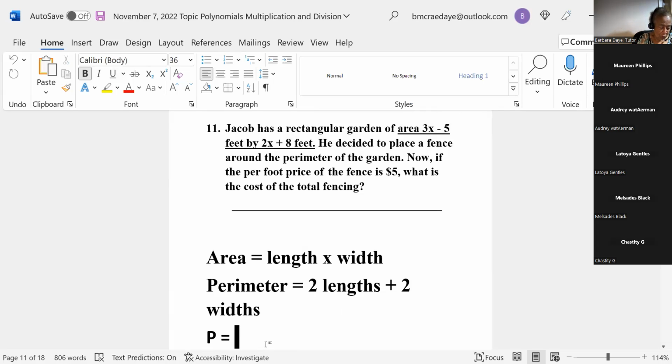Okay, so we'll have 2 times, and Audrey's taking her 2x plus 8 as her length. So she's taking her 3x minus 5 as her width. So that's plus 2, because Maureen said 2 lengths plus 2 widths. So she's taking 2 times 3x minus 5.